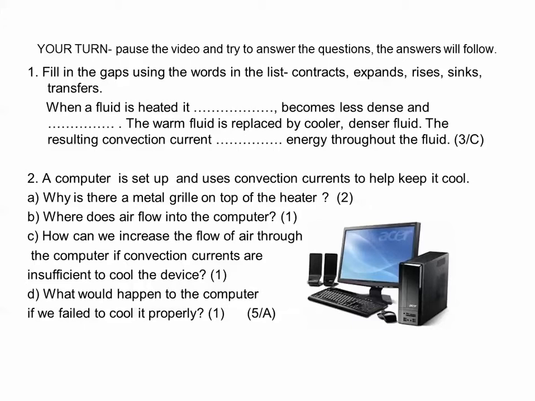How can we increase the flow of air through the computer if convection currents are insufficient to cool the device? Quite often, although we do have a flow of air, the computer or electronic device gets extremely hot. You'll notice on your computer that there's often a whirring type noise. We use fans to blow the warm air out or drag some extra cool air in. And D, what would happen to the computer if we failed to cool it properly? It would overheat. Circuit boards would melt, potential fires, an awful lot of hazards really.